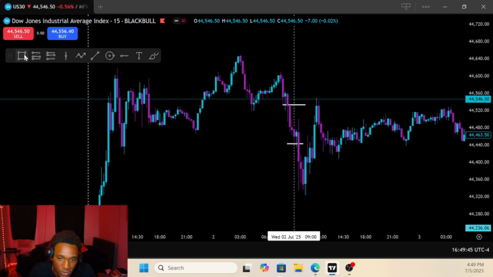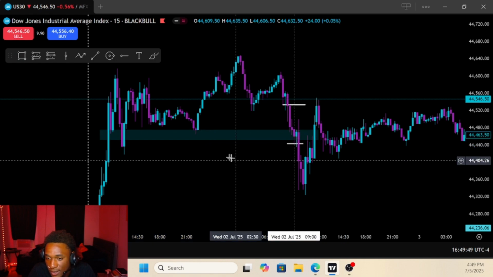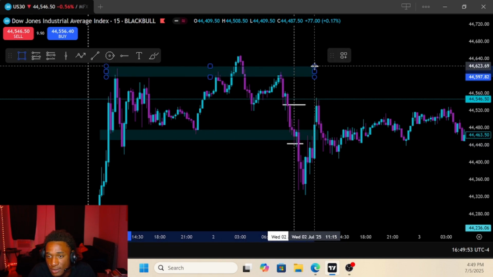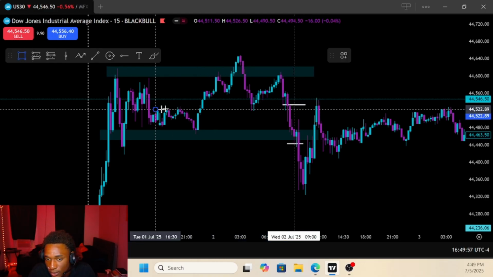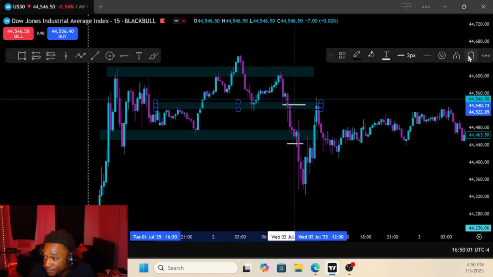So that's what I did, right? I marked out my support and resistance on the 15-minute, which would have been right here, and resistance would have been either at these highs, or you could draw a mid-level and put it right here on this mid-level. So that's what I did.